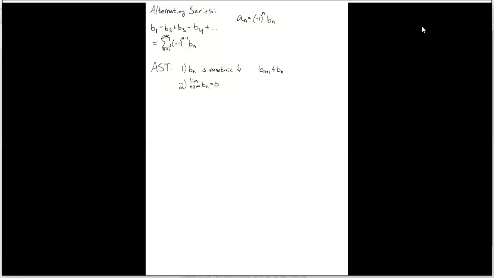This is pretty lax compared to some of the other kinds of series that we've been working with. And when we're looking at some of the other tests as well, this is a lot more straightforward. Like, you don't have to take an integral, you don't have to do any kind of comparisons. As long as the limit goes to 0 and bn is decreasing, then we have a convergent series. Now, remember, this is only for alternating series. So let's take a look at our first example. It's pretty easy.